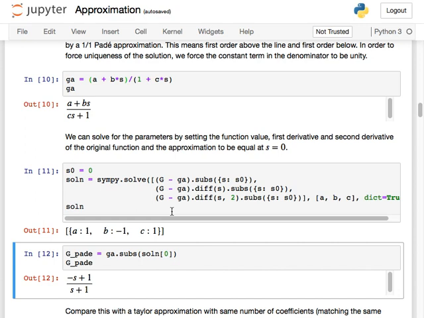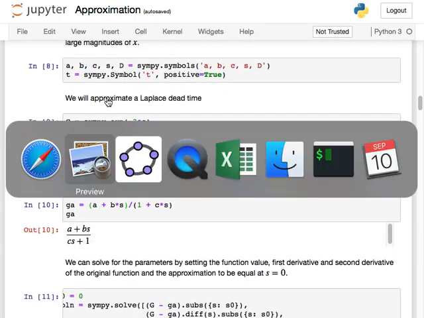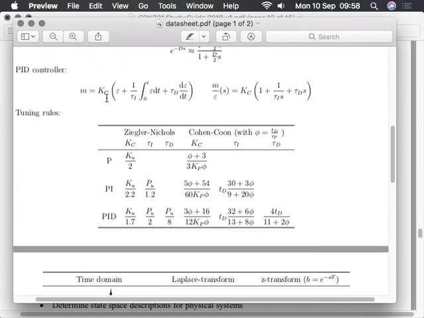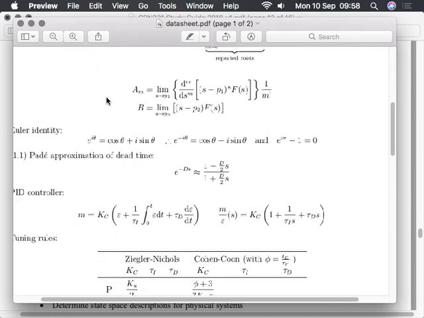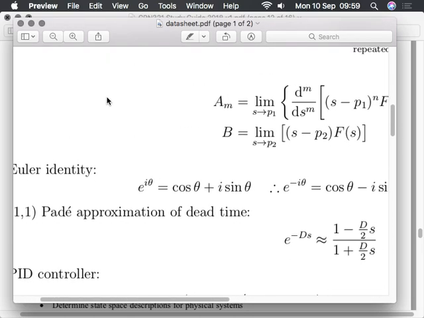This particular one is so common, and we will use it so frequently, that I definitely don't want you to use code to come up with that. It is right here in the formula sheet. Because we use Padé approximation of dead time quite frequently, it's one of those things that we can just read off the table.